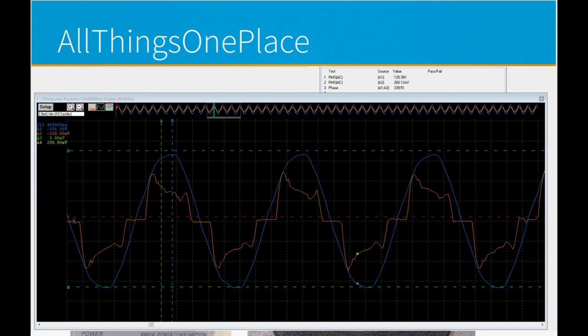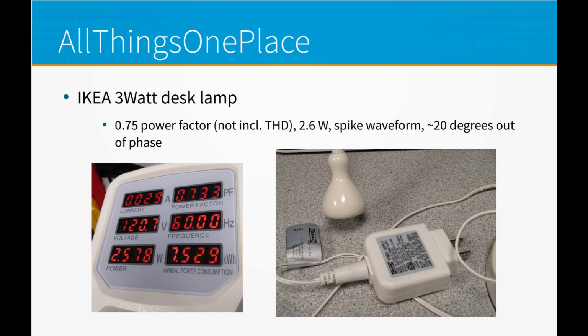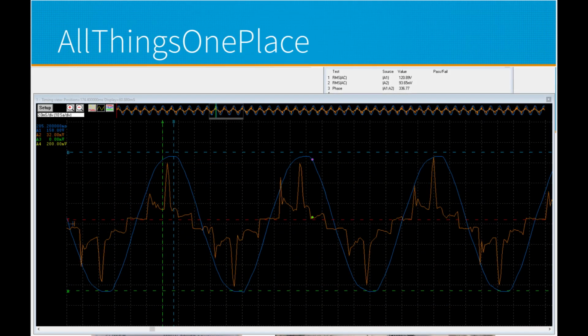Alright, let's take a look at this IKEA desk lamp. Power factor's going a little lower now. Again, none of these are including THD. I don't have any fancy equipment that's good enough to include that information, so just old school power factor, basically the phase angle. Low watt, but the waveform was pretty spiky.